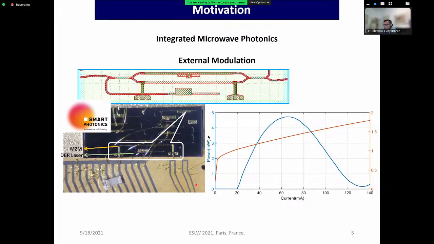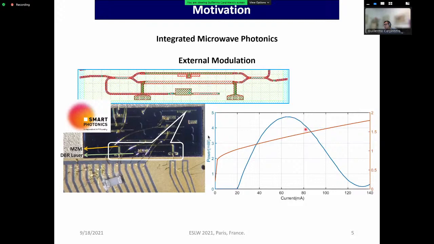When we did our first test and measured the optical output past the Mach-Zehnder modulator, this is what we saw. This is the threshold of the DBR laser. We see the optical power increasing as we increase the current, but soon enough, around 60 milliamps, you can see that there is a bending. And we thought, okay, we might be reaching the saturation of the laser, but that was not the case.